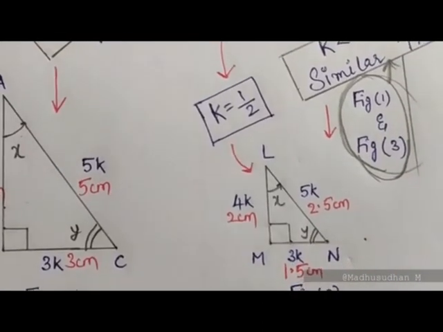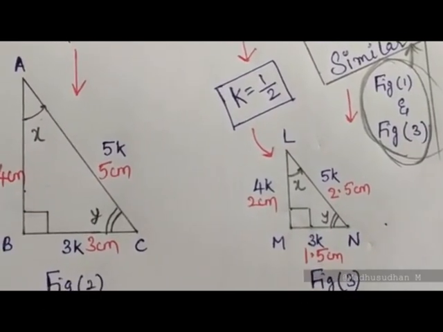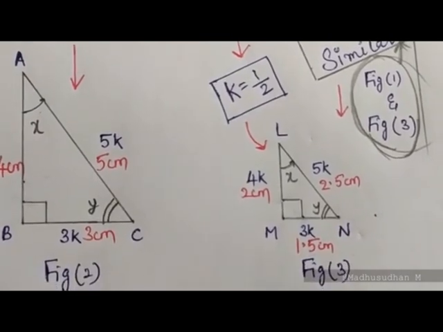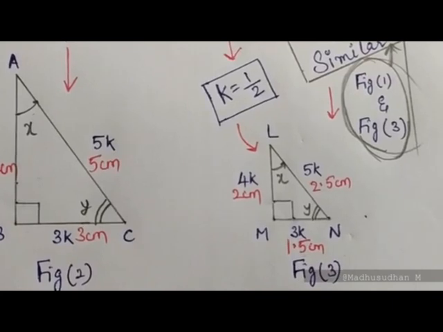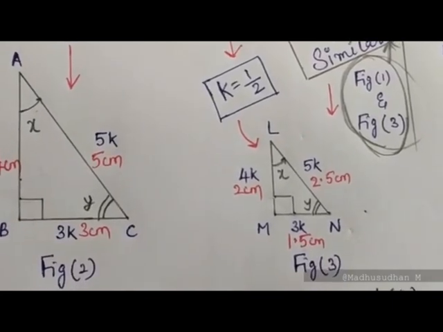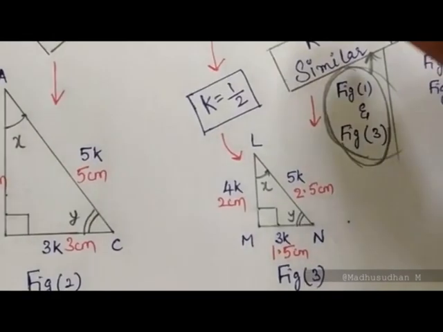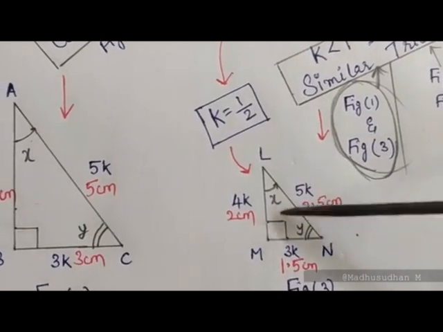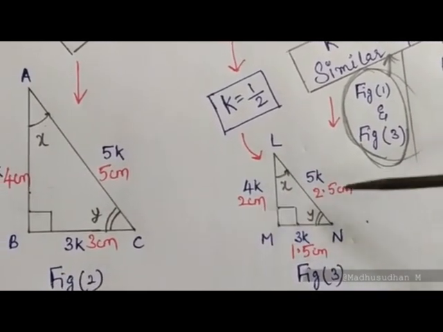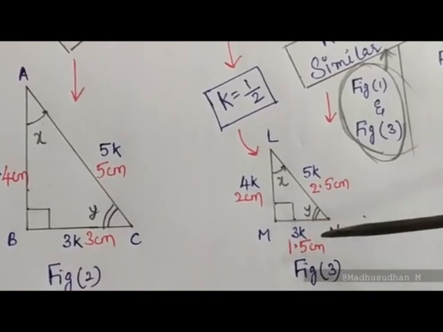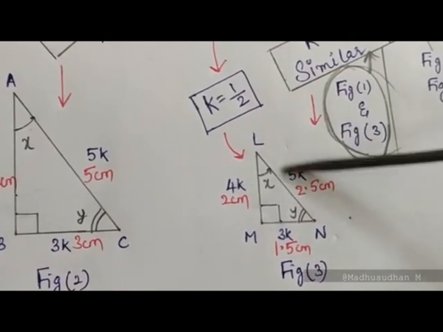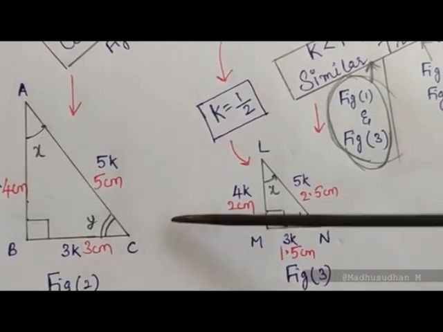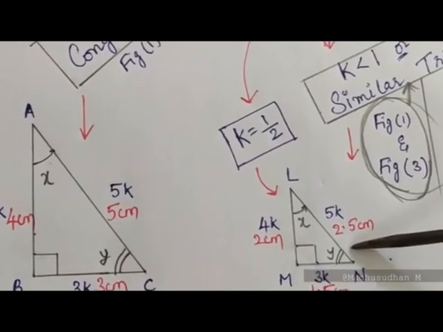So figure 2 and figure 3 have been constructed according to the actual measurement. AB equals exactly 4, BC equals exactly 3. Then you can find that AC is exactly equal to 5 centimeters. So when k is equal to 1 by 2 and LM is constructed exactly equal to 2 centimeters, 3k, 3 into 1 by 2, this is 1.5 centimeters, and LN is exactly equal to 2.5 centimeters.